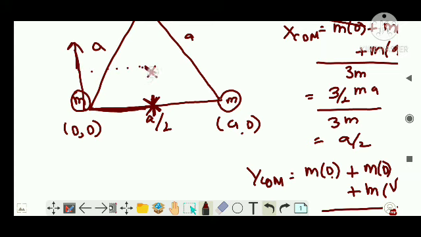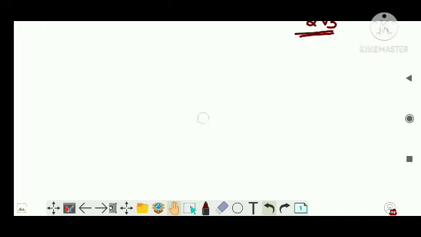So the center of mass is here, right? The center of mass has coordinates x as how much? a by 2, and y coordinate as a by 2 root 3. Clear? This is how you do the calculations.